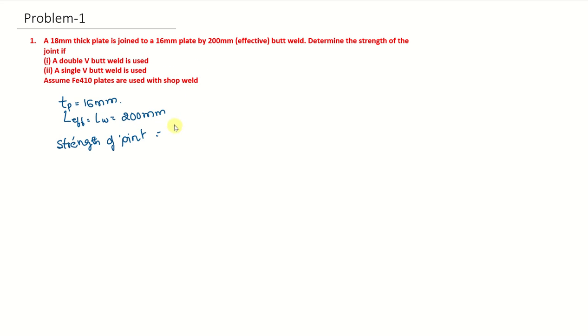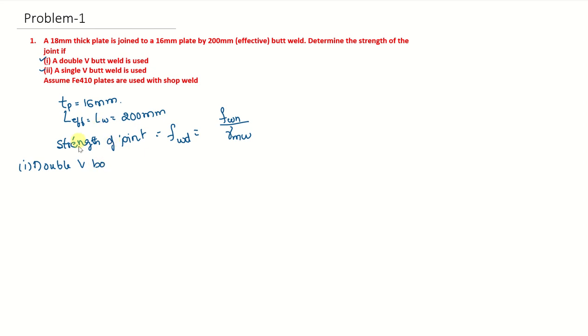That is FWD, the design strength of the welded joint, equal to FWN by gamma MW. Here we need to find out what FWN is. We have two cases. One is when a double V butt weld is used. So let us do it for the first one, where a double V butt joint is used.